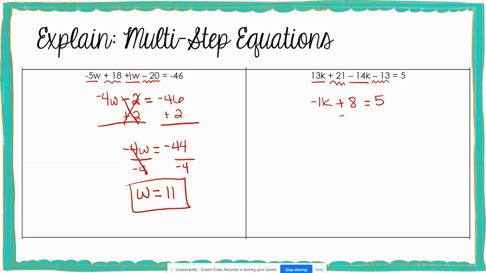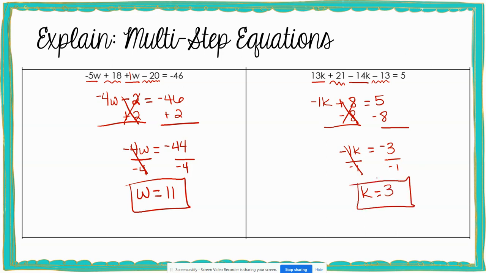Now I can solve like normal. I'm going to start by subtracting 8 from both sides. 8 minus 8 cancels to leave me with negative 1k equals, and then 5 minus 8 is negative 3. Now I still need to get k by itself, so I need to divide by negative 1 on both sides. That leaves me with k equals, and negative 3 divided by negative 1 is positive 3.